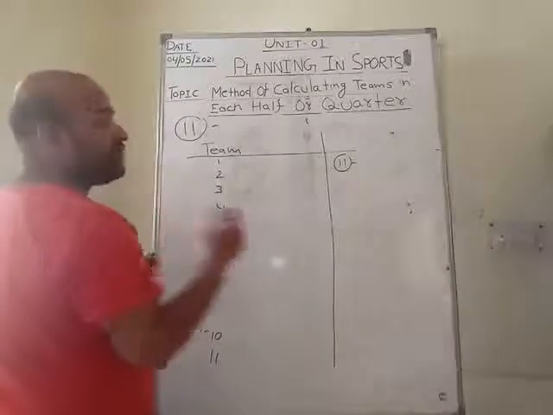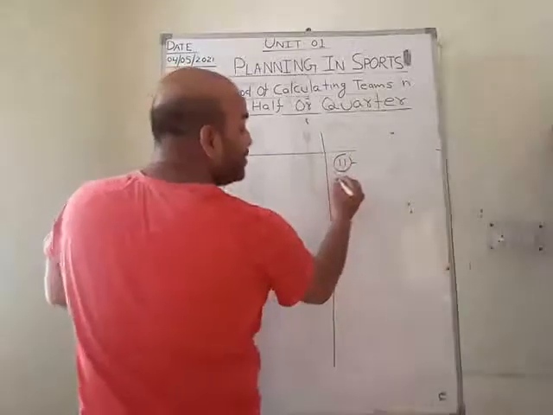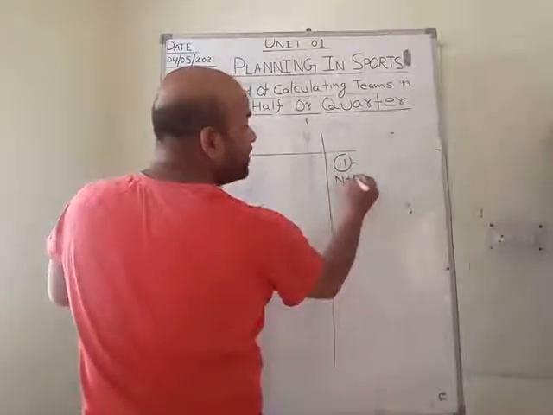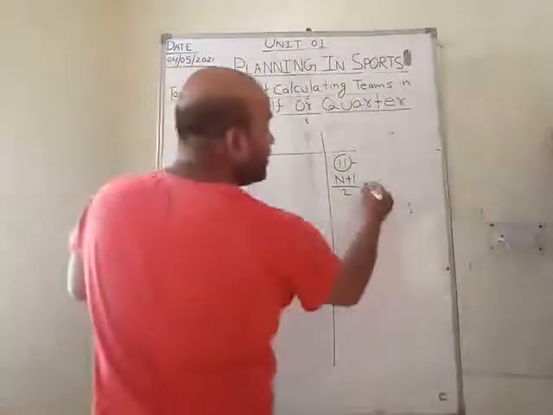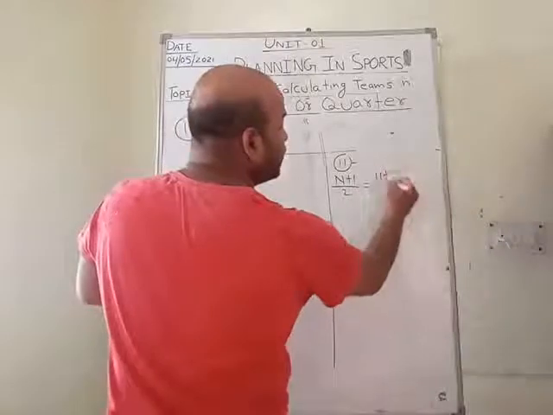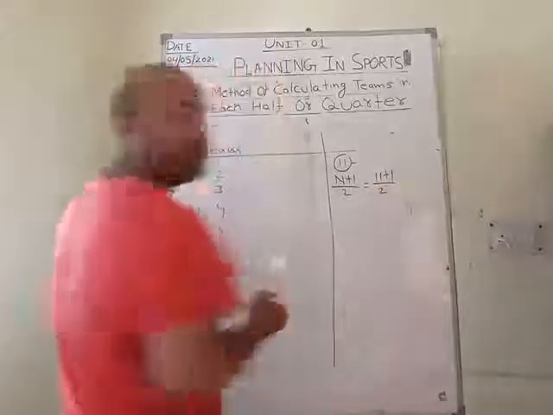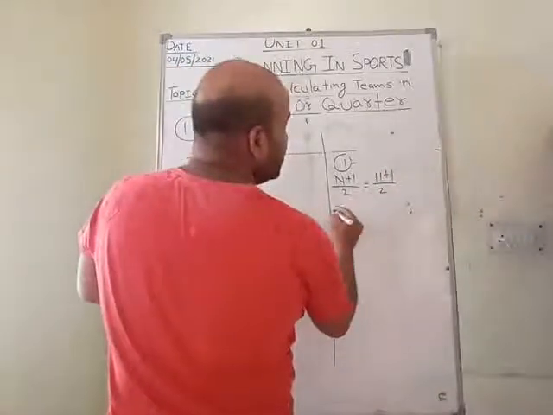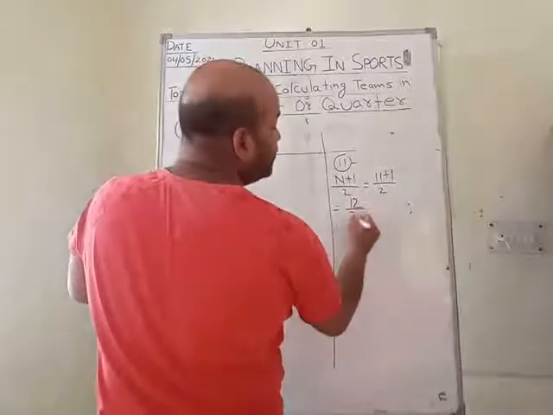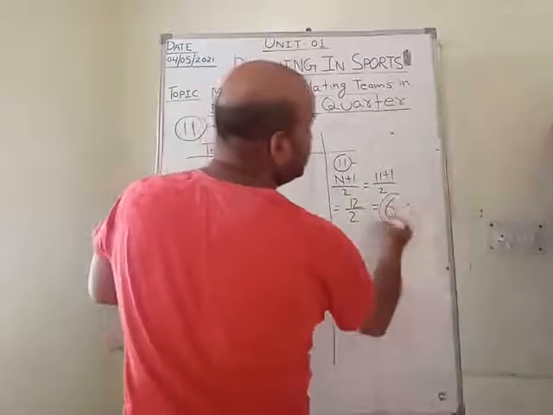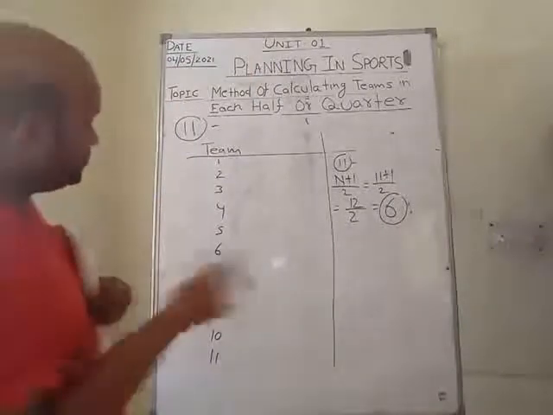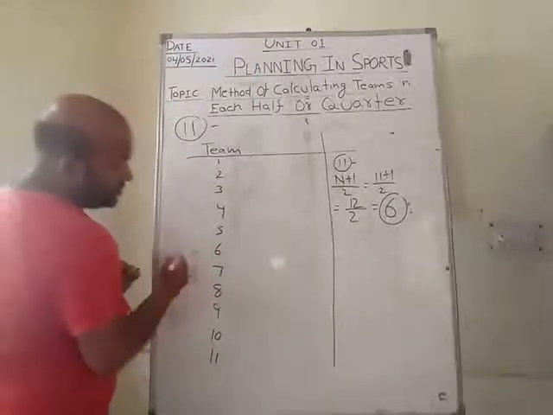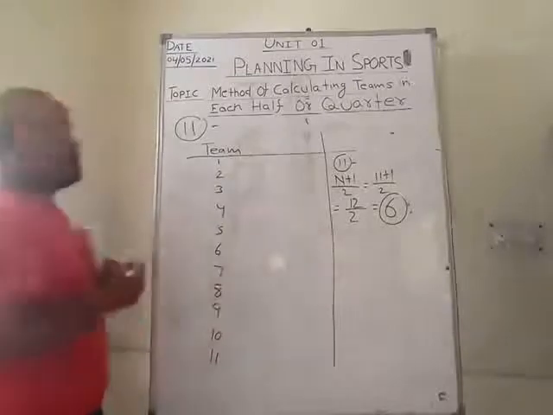For the upper half, what is the formula? Total number of teams plus 1 upon 2. Equal to 11 plus 1 upon 2, equal to 12 upon 2, equal to 6 teams. 6 teams come in the upper half. Is it easy? There are 6 teams in the upper half.